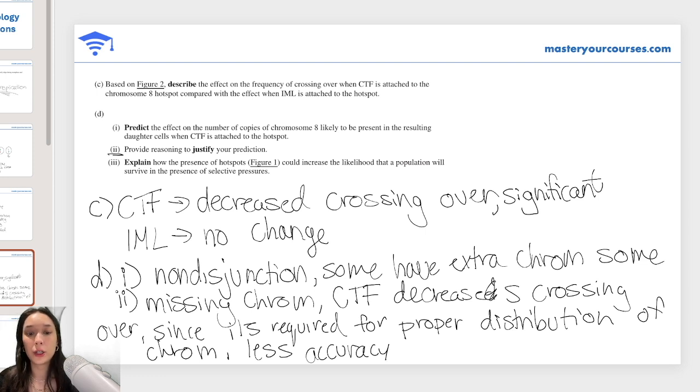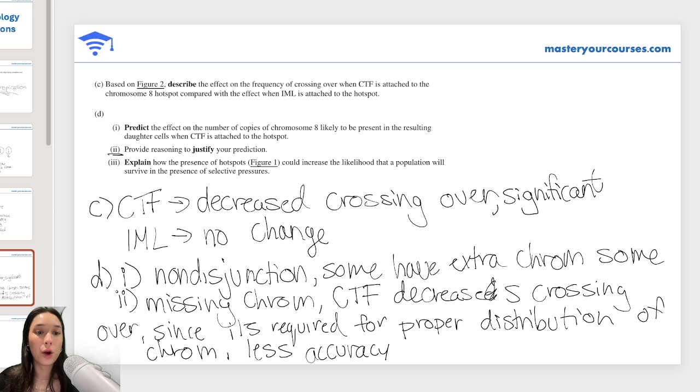So this is the bulk of the question, that you have some with extra and some with missing chromosomes. And then again, the reason for that is since CTF decreases crossing over, it should also decrease the accuracy, or how well the chromosomes are able to separate, and that's going to give you your non-disjunction.